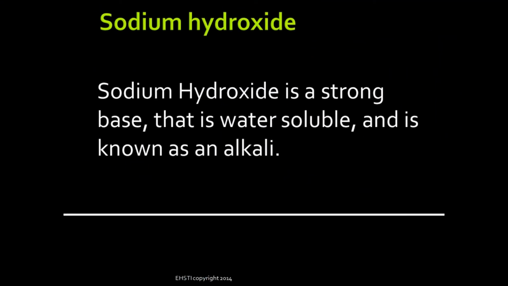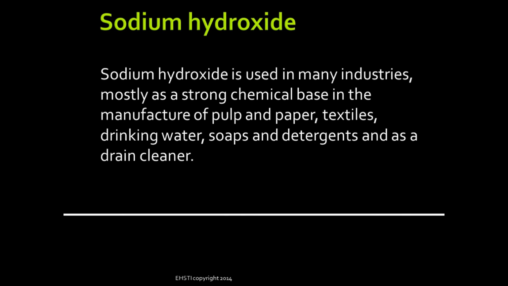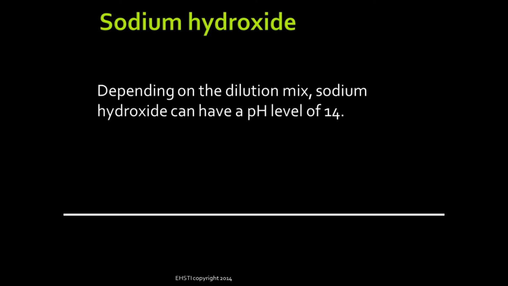Sodium hydroxide is a strong base that is water-soluble and is known as an alkali. Sodium hydroxide is used in many industries, mostly as a strong chemical base in the manufacture of pulp and paper, textiles, drinking water, soaps and detergents, and as a drain cleaner. Depending on the dilution mix, sodium hydroxide can have a pH level of 14.